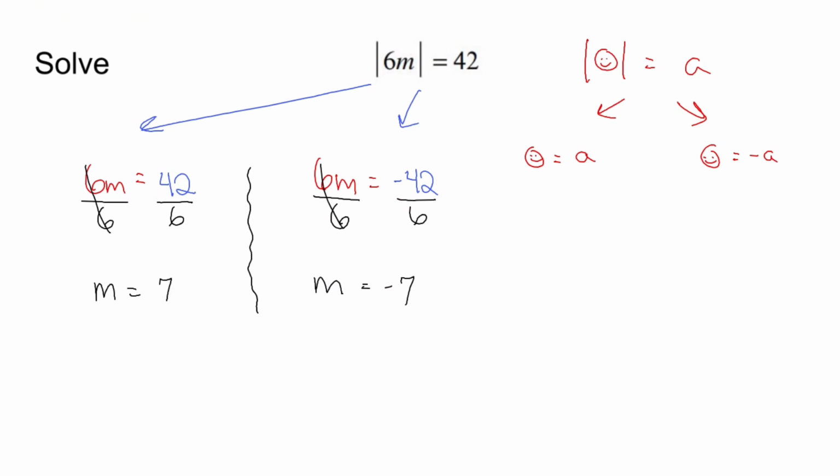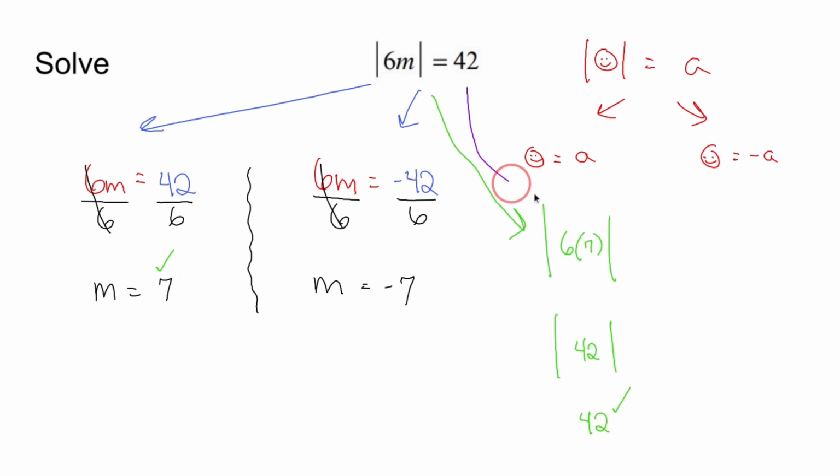All right, so I'll do the mental check over here. We have 2 possible answers. m could be 7 and m could be negative 7. So you think in your head, all right, 6 times 7 is 42, the absolute value of 42. And the absolute value of 42 is 42, and we're supposed to get 42. So check your work. And then we do it again with the other one.